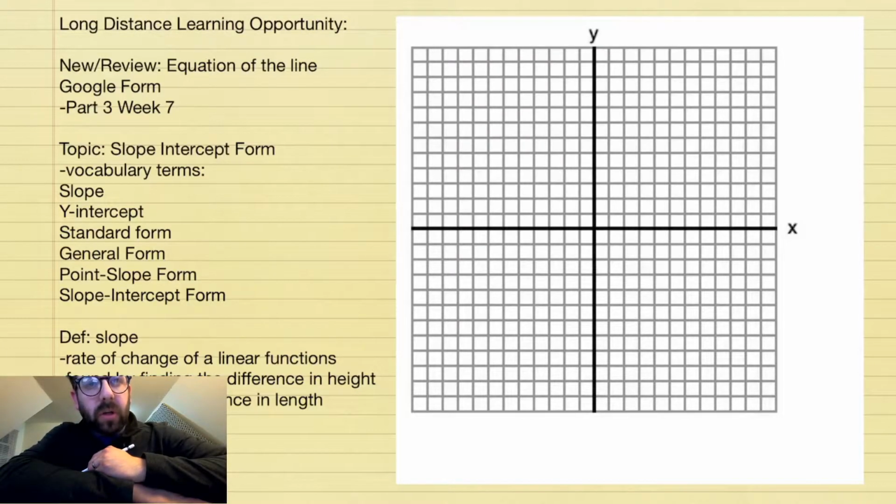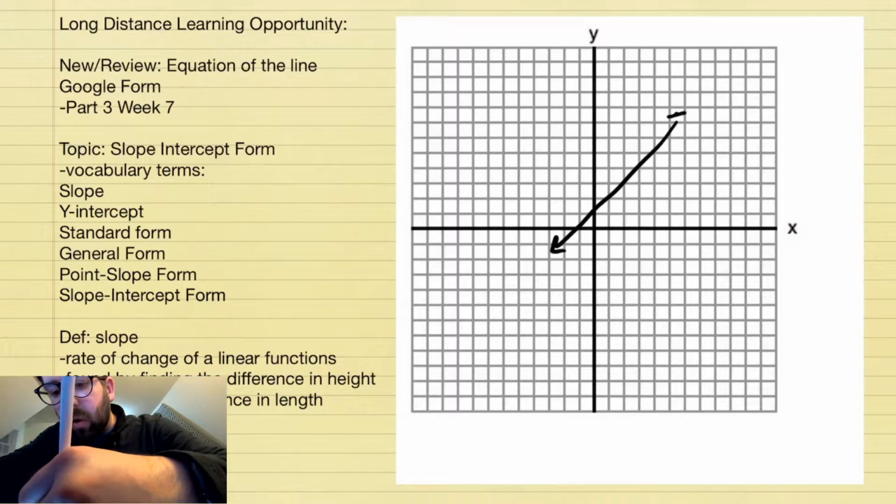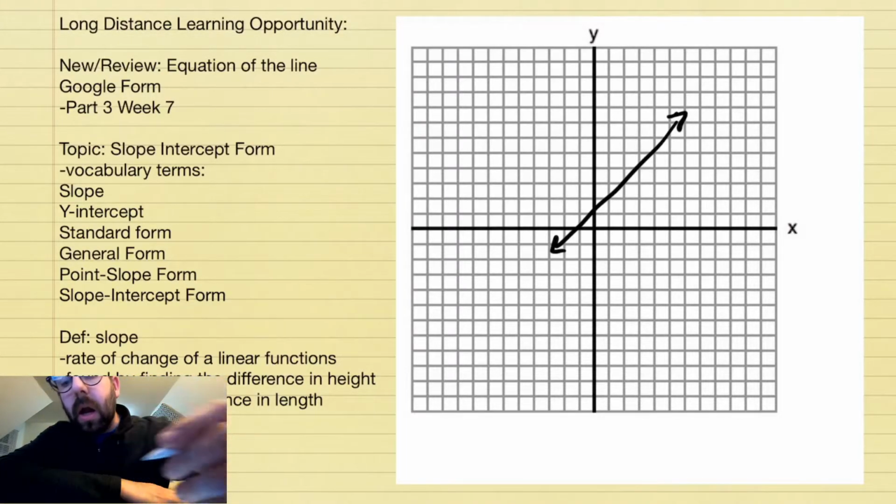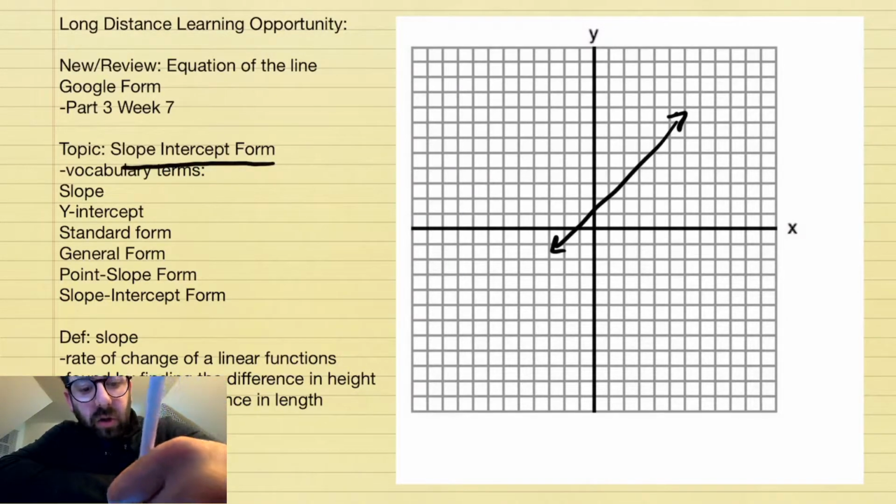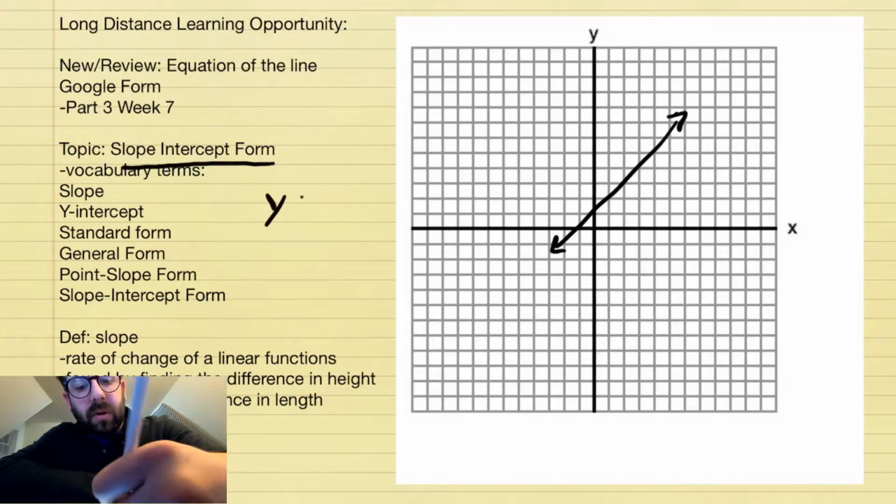We're still focused on slope-intercept form. Now what we're doing is looking at graphs. If I were to give you a graph here, can we come up with the equation that would represent it in what we call slope-intercept form? Slope-intercept form, if you don't remember, is y equals mx plus b.